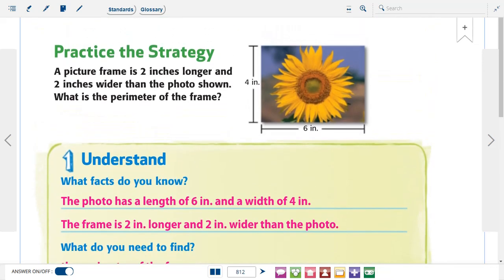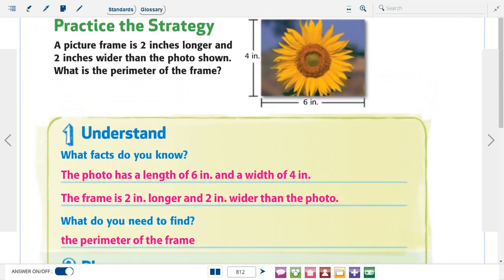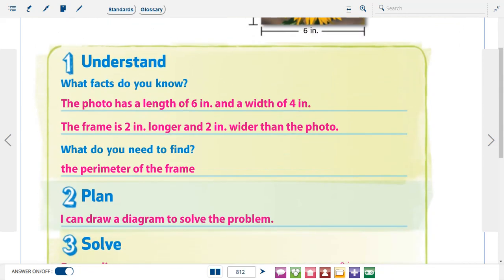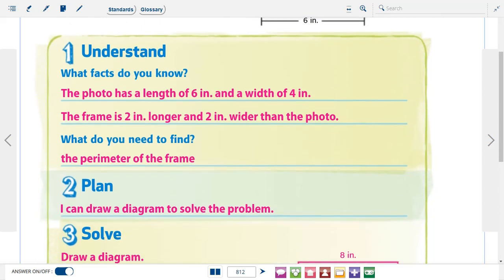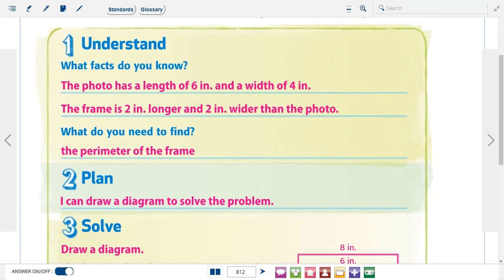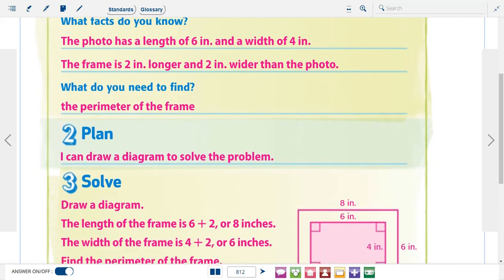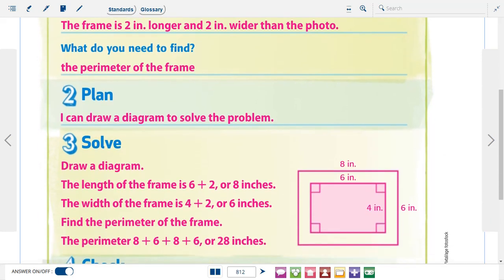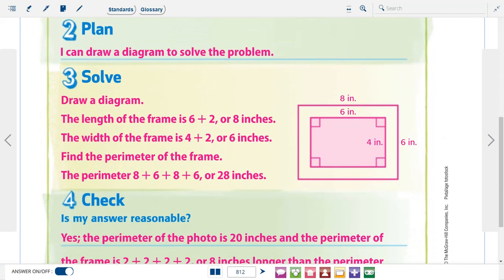Now, what is the perimeter? We need to find the perimeter. So what facts do you know? That the photo has a length of 6 inches, a width of 4. The frame is 2 longer and 2 wider, so it has a length of 8 and the width of 6. We need to find the perimeter. Our plan is to draw a diagram, then to count the perimeter.